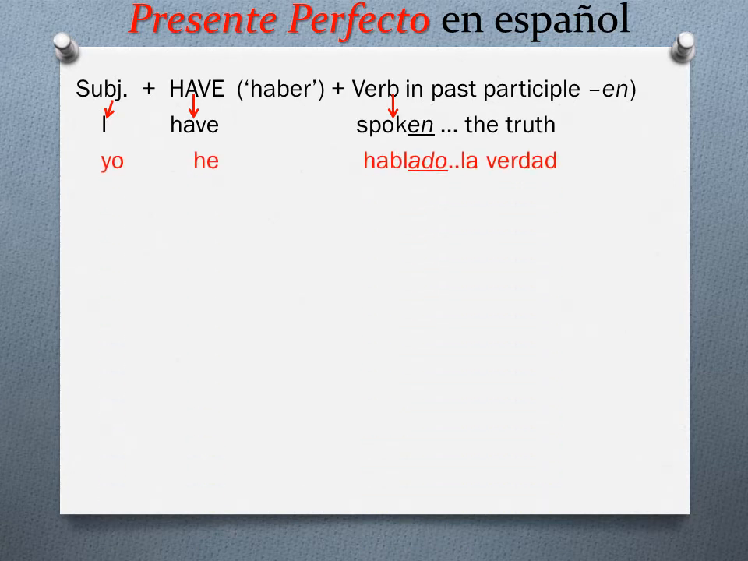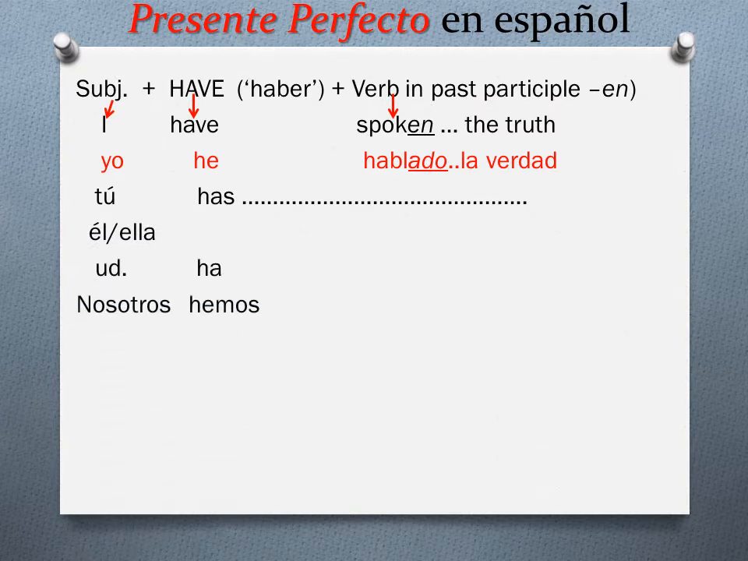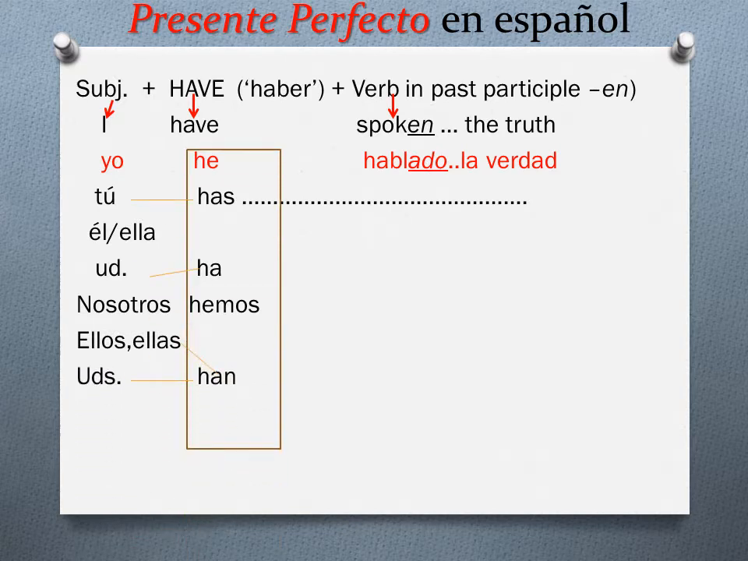In Spanish, it would be yo he hablado la verdad, or tú has hablado la verdad, or él, ella, usted ha hablado la verdad, nosotros hemos hablado la verdad, ellos, ellas, ustedes han hablado la verdad. Pay attention to the have in Spanish. It is the verb haber, not the verb tener. Remember, as a verb, I have a car, have is tener in Spanish. As an auxiliary, like in I have spoken the truth, have is an auxiliary verb, and then it is haber in Spanish.